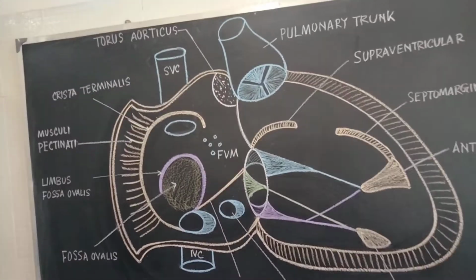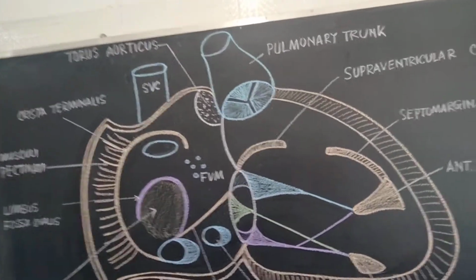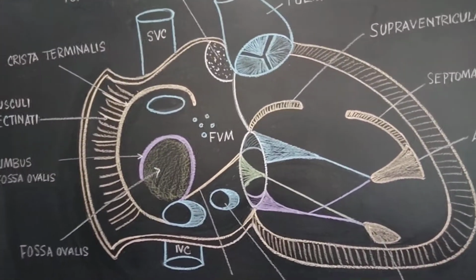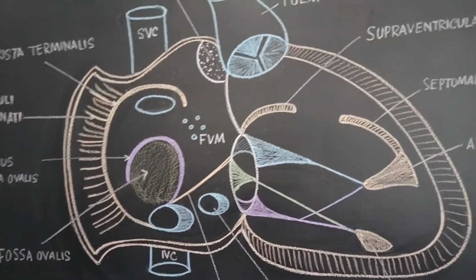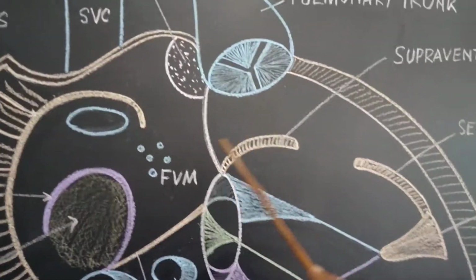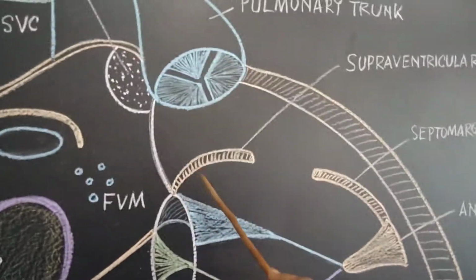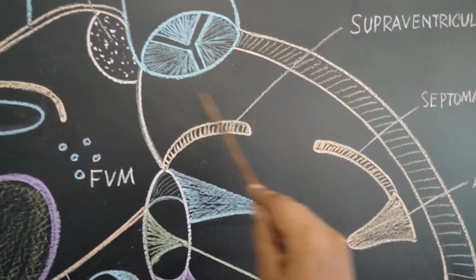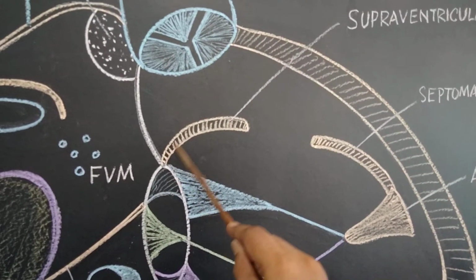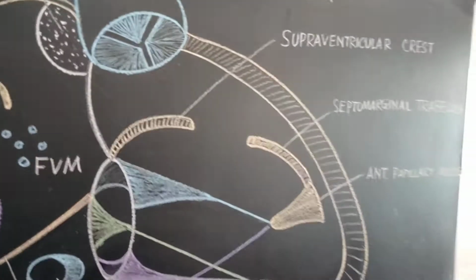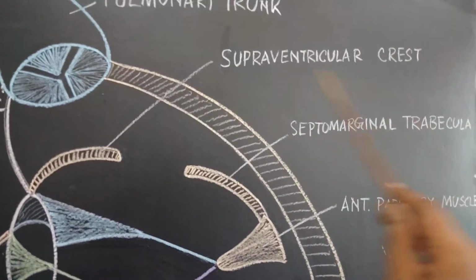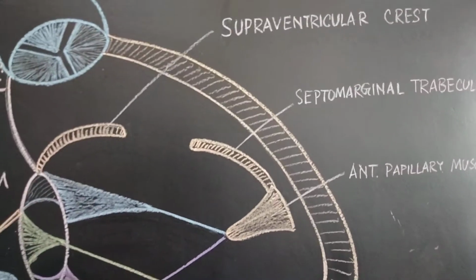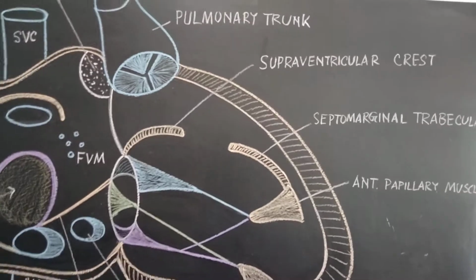Ridges are numerous muscular elevations throughout the ventricular wall. Out of these ridges, you should remember one ridge that intervenes between the outflow tract and inflow tract. There is the outflow tract, there is the inflow tract, and in between them is present a supraventricular crest. The supraventricular crest is an example of a ridge.